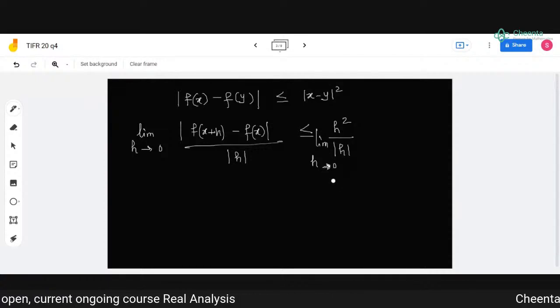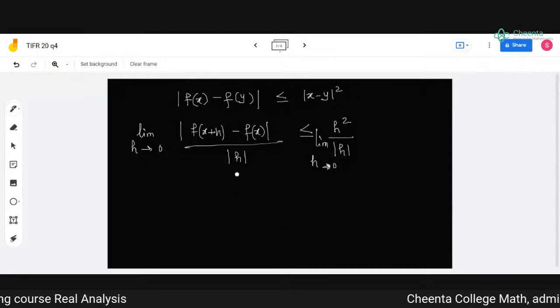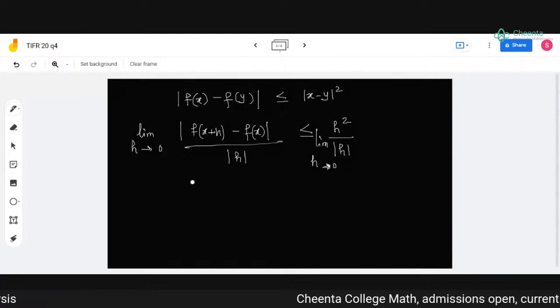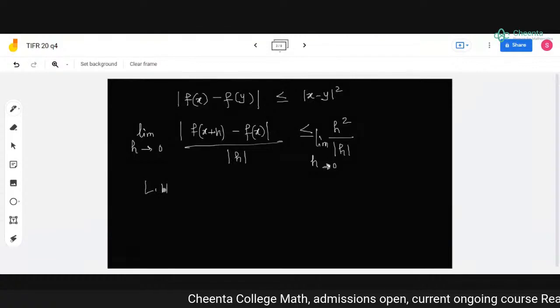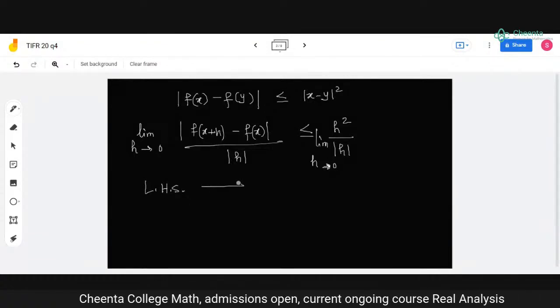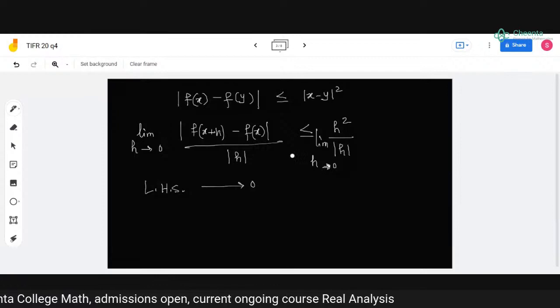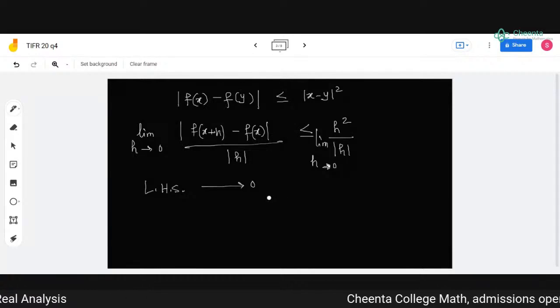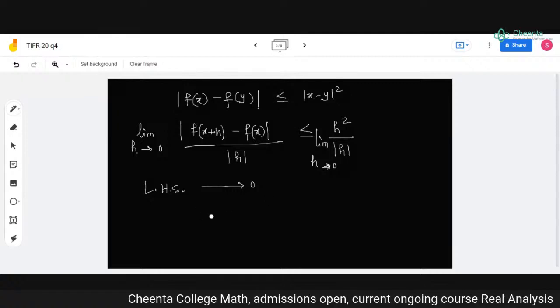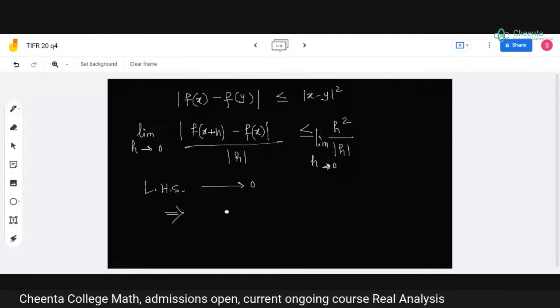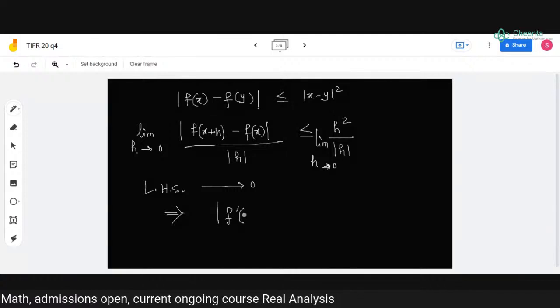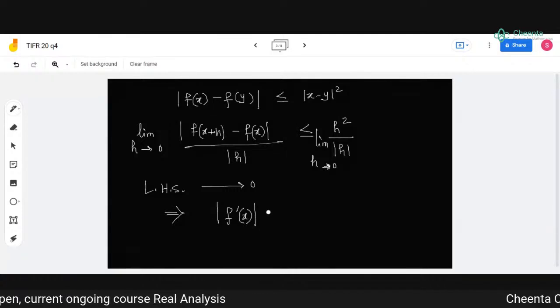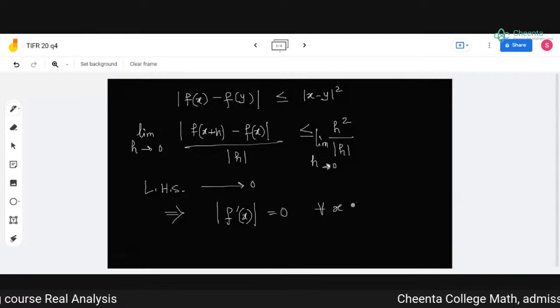So if limit h tends to 0, if you have this, then we will find that the left hand side tends to 0. Okay. Because it's a modulus function, it's positive, and it is bounded above by 0. Hence, the left hand side has its limit exactly 0. All right. So the moment you have this, it actually implies that mod of f prime of x is equal to 0 for all x belongs to R.